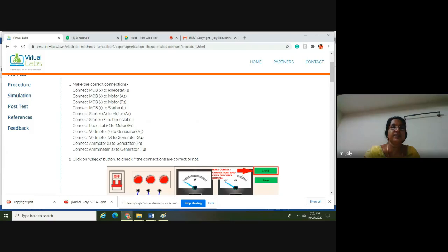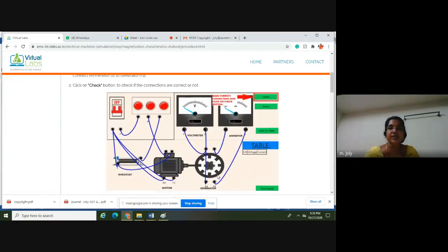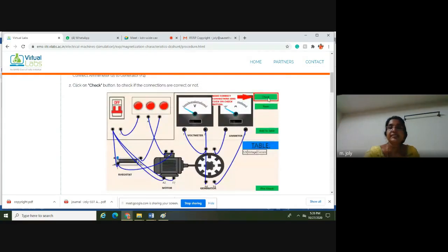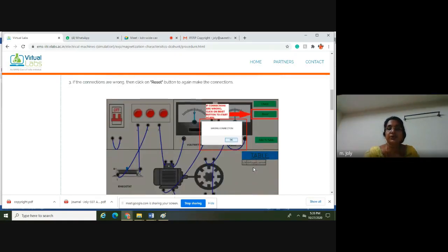Connect the MCB negative to rheostat 1, MCB negative to motor A2, like that. Okay. So after doing the connection, it will look like this. Okay. Then what we have to do? We have to click the check button. If it is not correct, it will be telling us this is wrong. Okay, wrong. So at that time you have to press reset. Okay, so reset you have to press.